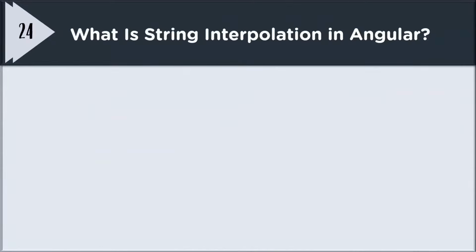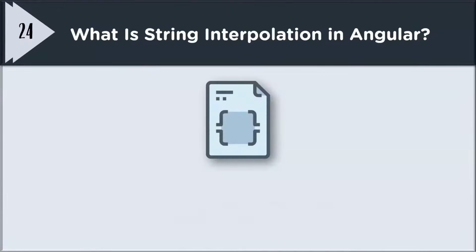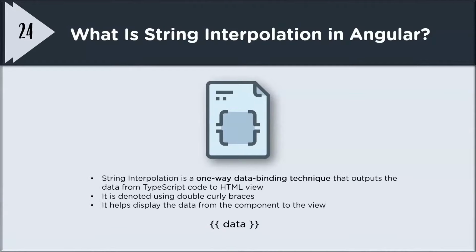Moving on to the next question. What is string interpolation in Angular? Now, string interpolation is a one-way data binding technique that is used by Angular. Now, it outputs the data from TypeScript code to HTML view. It is typically denoted with the help of curly braces, and it helps display data from the component to the view.